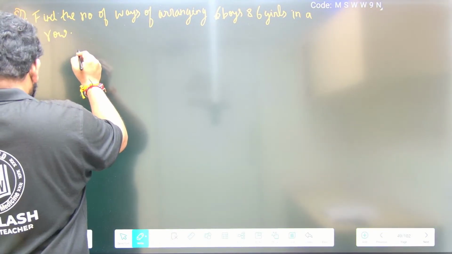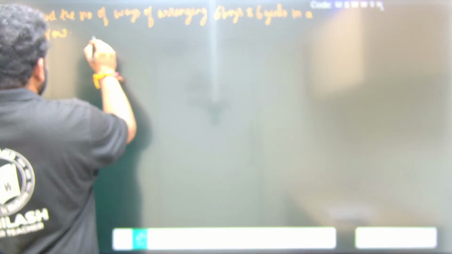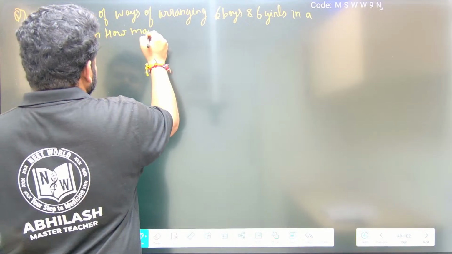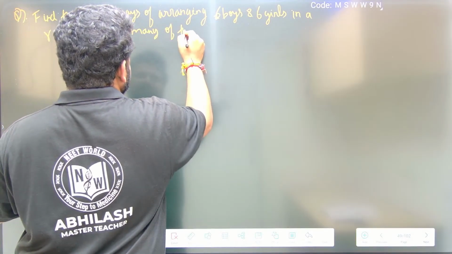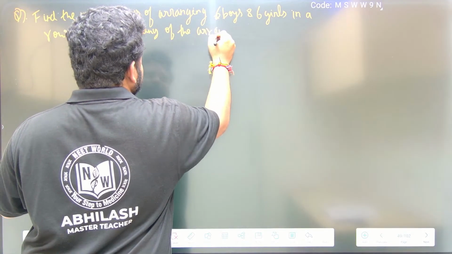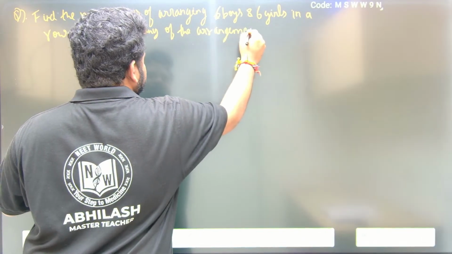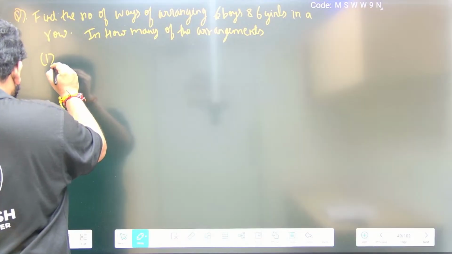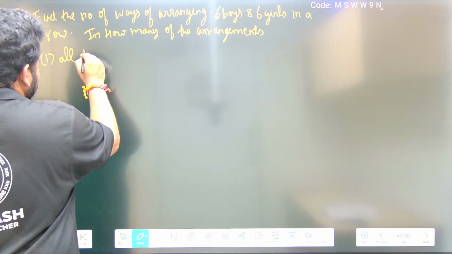The question is, in how many of the arrangements? Look at the first sub question. In how many of the arrangements are all the girls together?